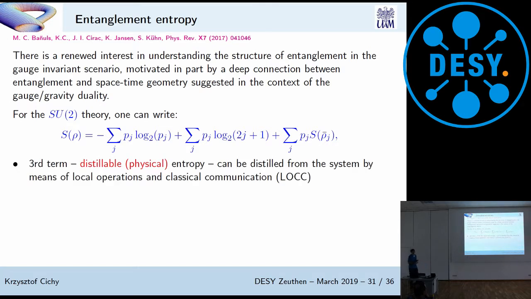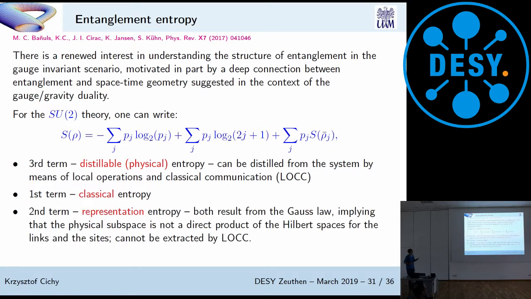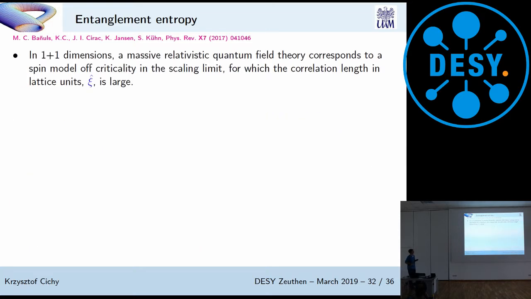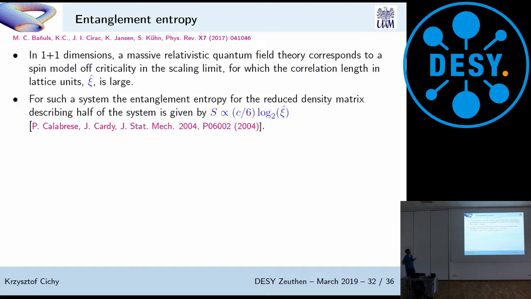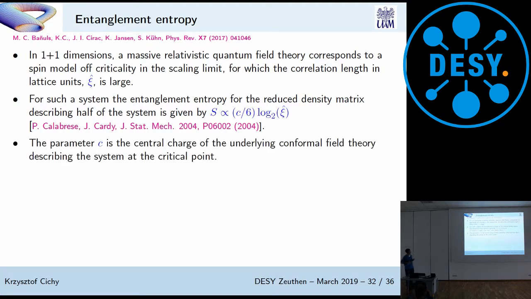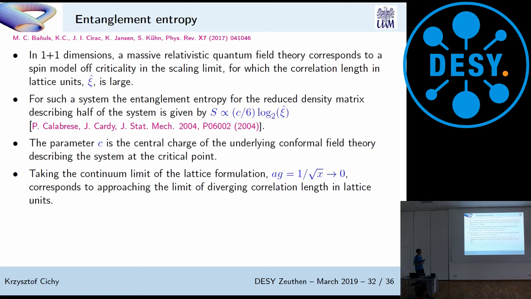The last term is the physical, the distillable entropy that you can get with these local operations and classical communication. And we also have a classical entropy and representation entropy that are not physical and result from the Gauss law. And of course, you know this connection of QFTs with conformal field theories, and the expected entanglement entropy should diverge like this with the correlation length, where C is the central charge of the underlying CFT.